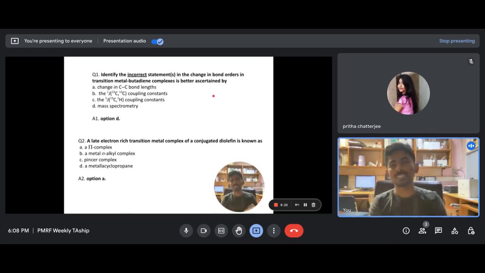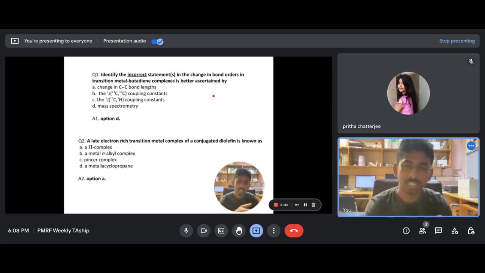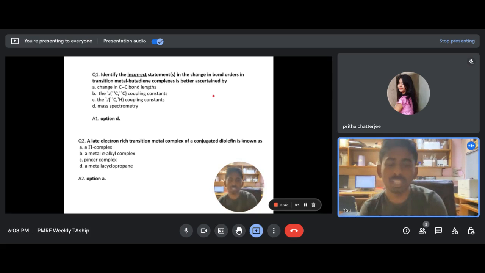Whenever a pi complex is concerned, the pi electrons are able to donate electrons. The pi electrons will be involved in bonding to a transition metal only, not the other cases. So there will be no sigma bond formation between the metal center and the ligand, that is the conjugated diolefin. Only the pi electrons of the diolefin moiety will be bound to the transition metal.